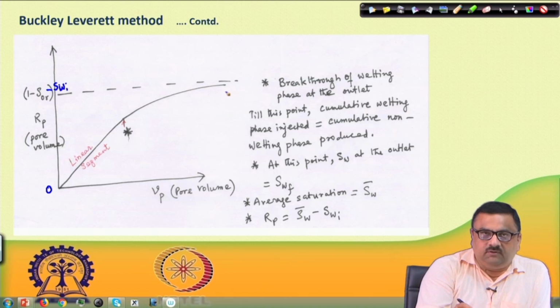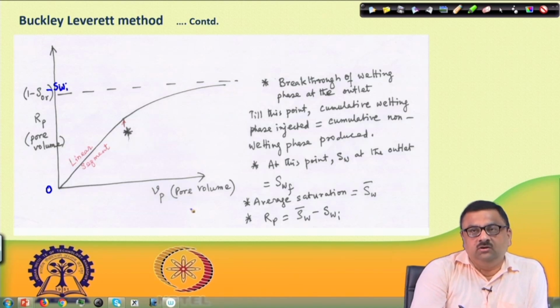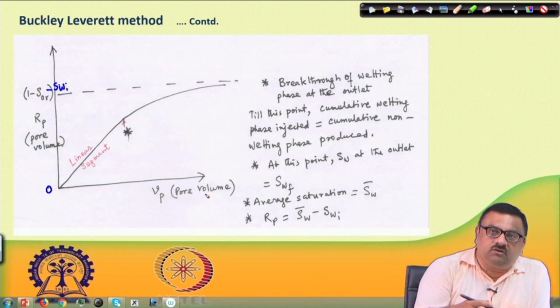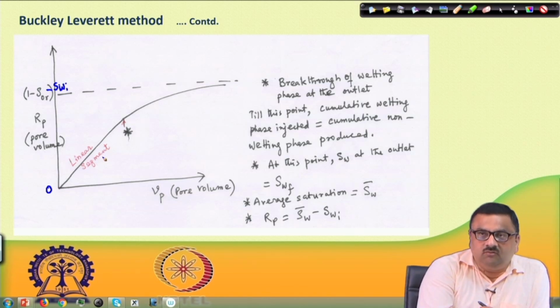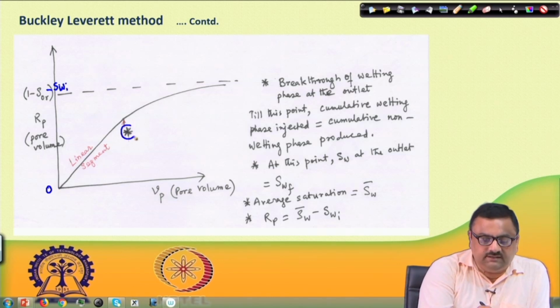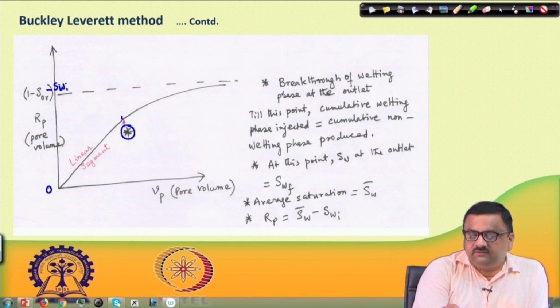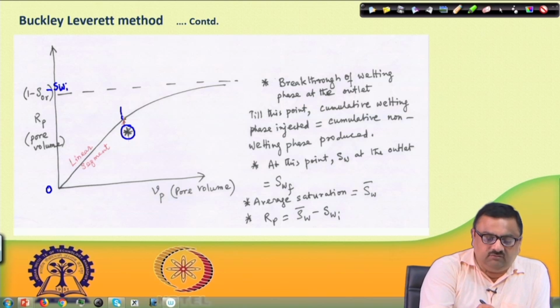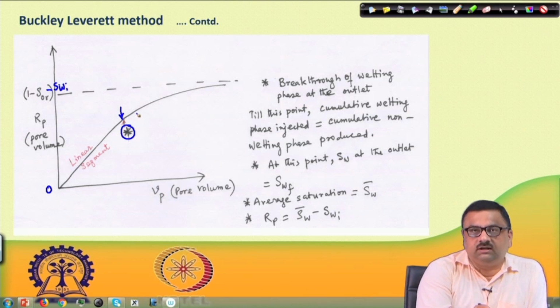So, this is the end point, and here Vp is the pore volume, the total pore volume produced, that is water plus oil, which is equal to the total pore volume of water injected, and the total pore volume produced would be only oil until some point which we referred to here as star. Till this point this curve would be a linear straight line. So, this star refers to breakthrough of the wetting phase at the outlet. Beyond this point both water and oil will be produced.